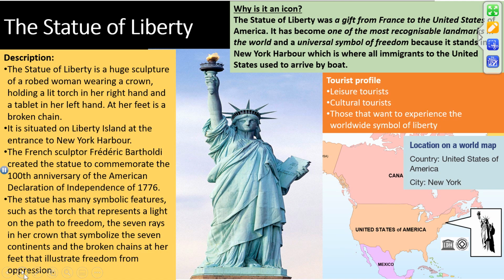If you look at the symbolic features that you find on the Statue of Liberty, you will see the torch represents light on the path to freedom. The 7 rays in the crown of Lady Liberty symbolize the 7 continents, and the broken chains at her feet symbolize freedom from oppression. The type of tourist that wants to visit a destination of this nature are leisure and cultural tourists, but also tourists wanting to experience the worldwide symbol of liberty.